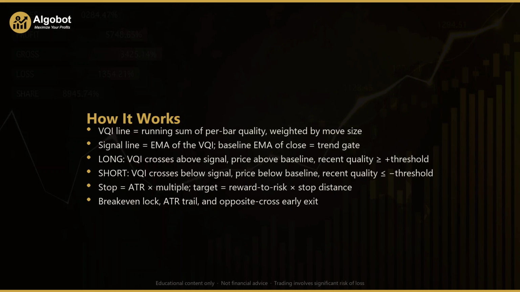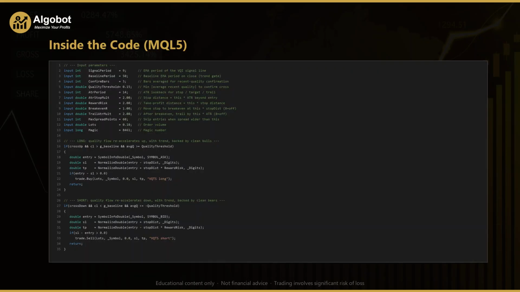Let's look at the actual MetaQuotes language code that runs inside MetaTrader 5. At the top, we have the input parameters. SignalPeriod, defaulting to 9, sets the exponential moving average period for the VQI signal line. BaselinePeriod, defaulting to 50, is the trend filter moving average. ConfirmBars and QualityThreshold, 3 and 0.15, control the recent quality confirmation.